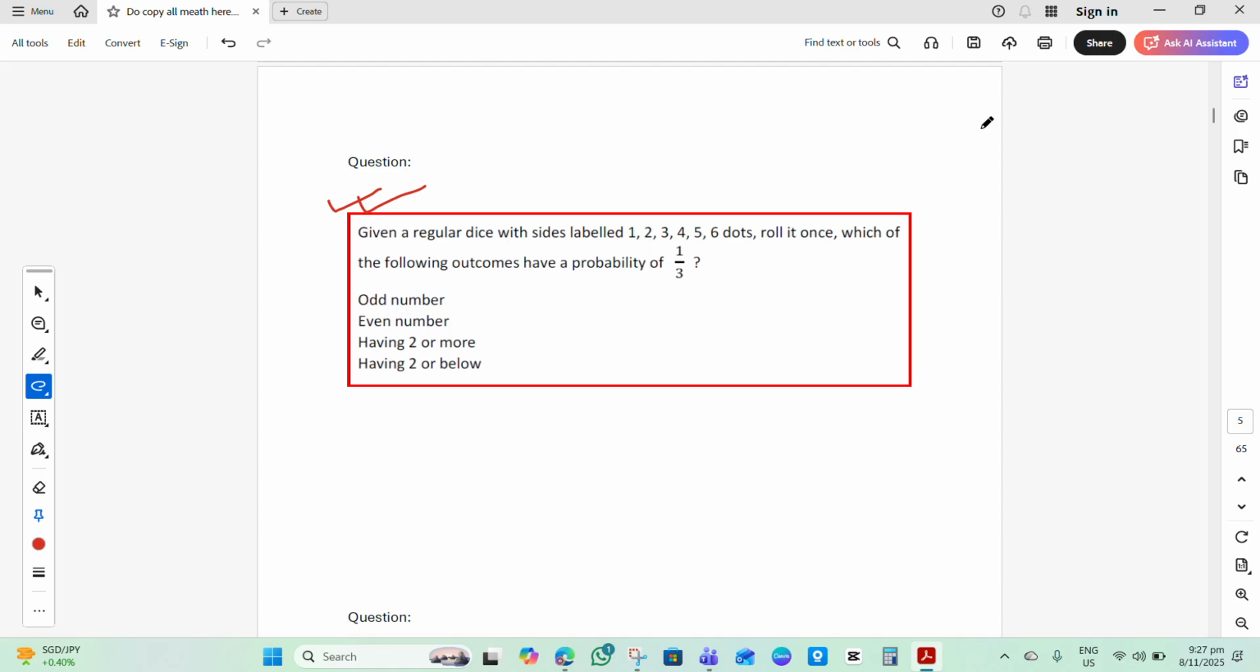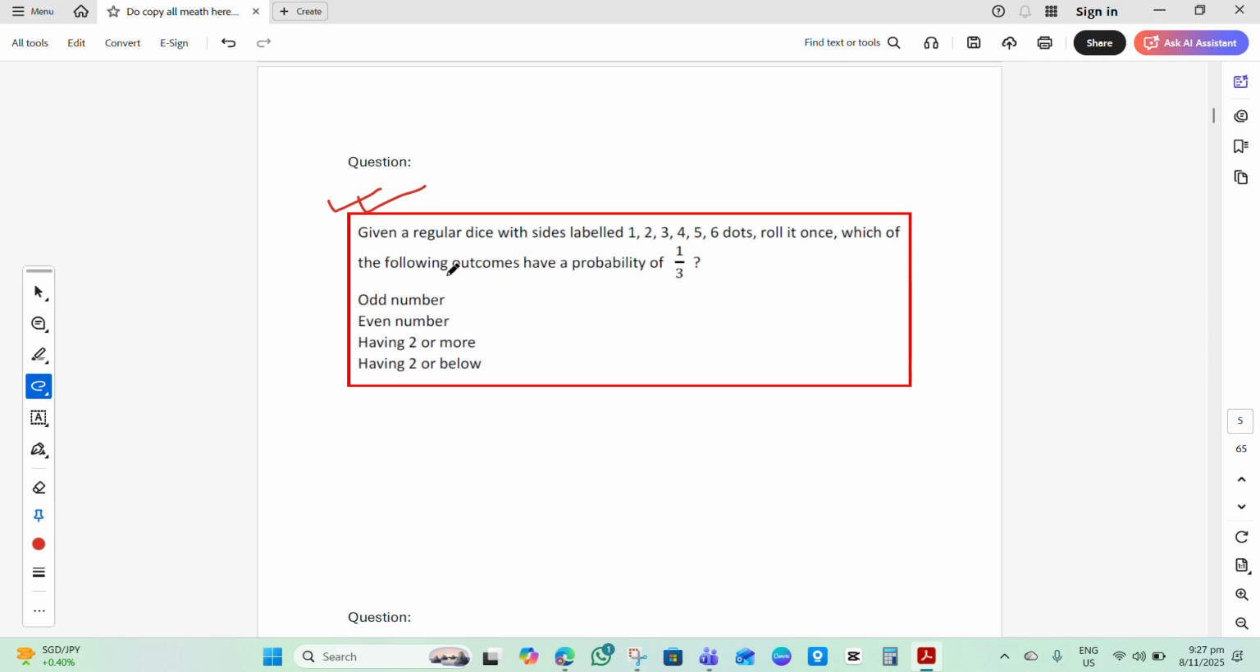So this is one third, meaning there are six faces on the dice. 1/6 is the full digit. So here it is the half digit only. So half digit is one third. So let's say if I take the half digit, what is the probability? So the answer should be having two or below. I mean, okay, got it.